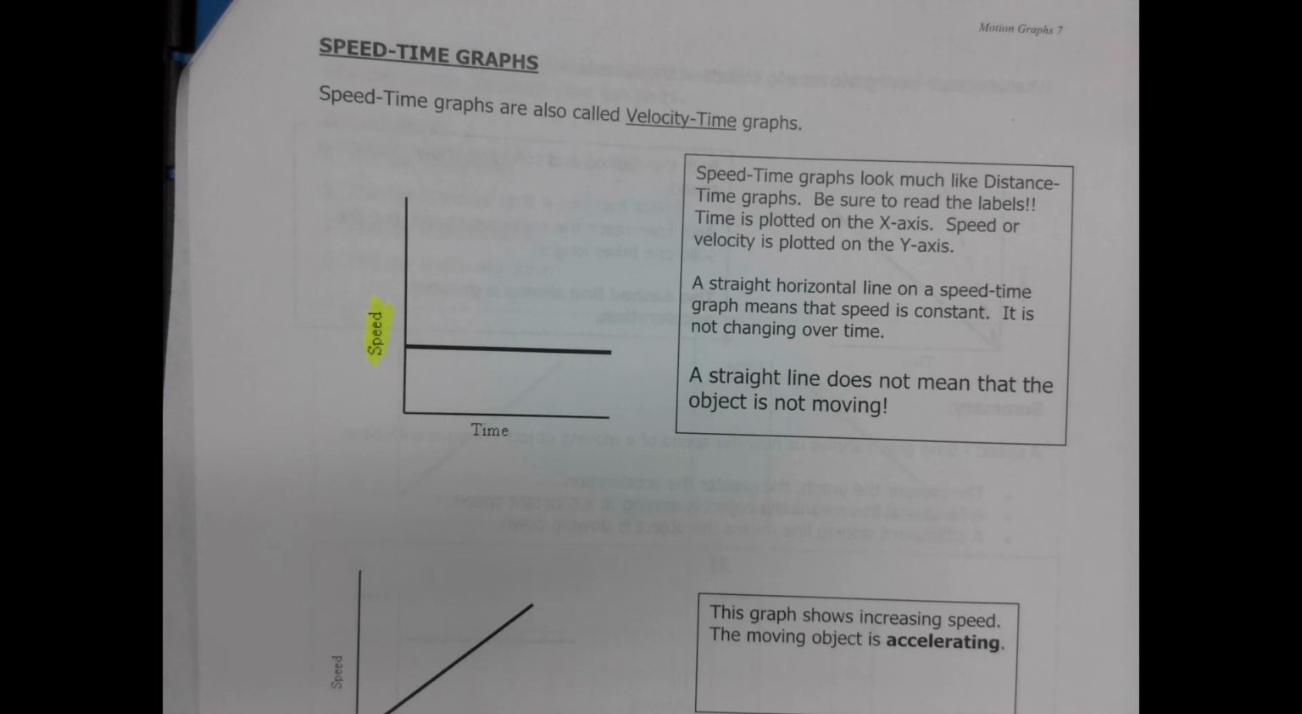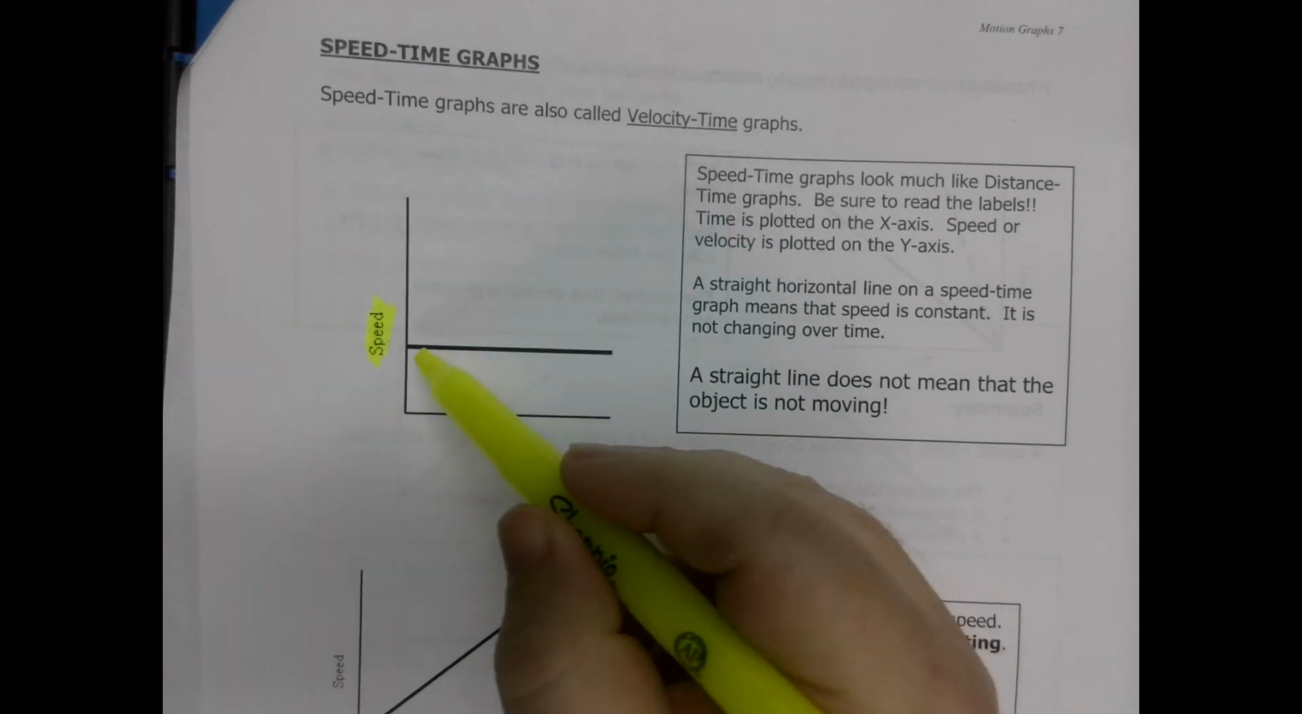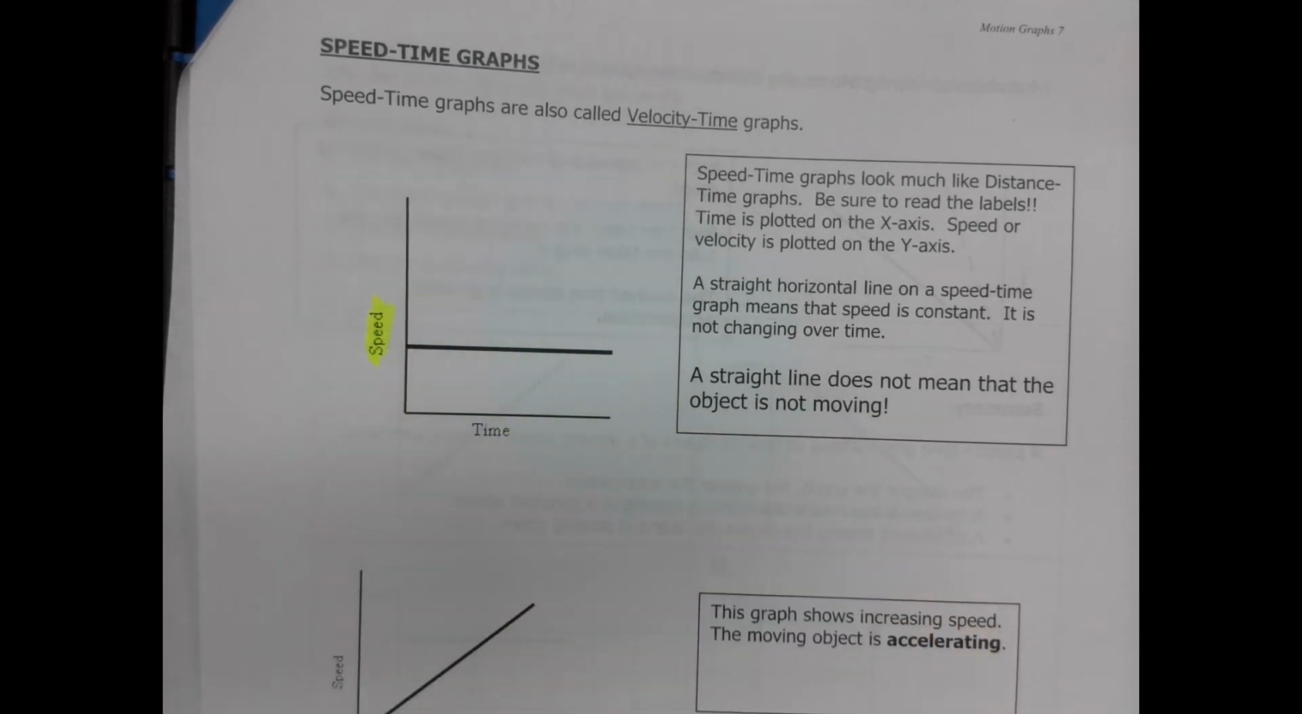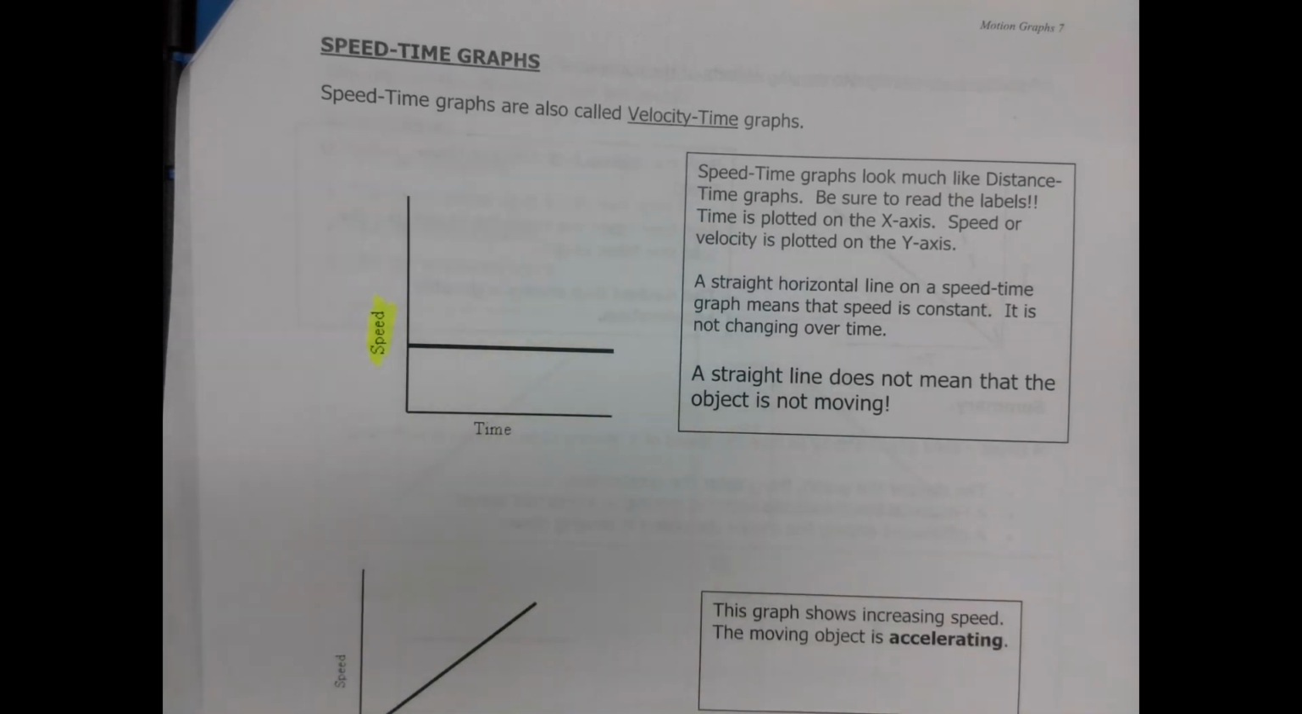A straight horizontal line means that the speed is constant. So if the line is straight, it means that your speed isn't changing. It's constant. A straight line does not mean the object is not moving. It means you're moving at a constant speed, wherever this value would be.